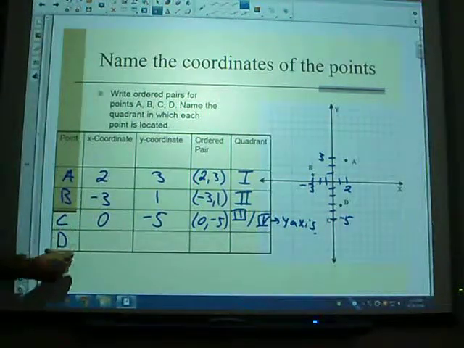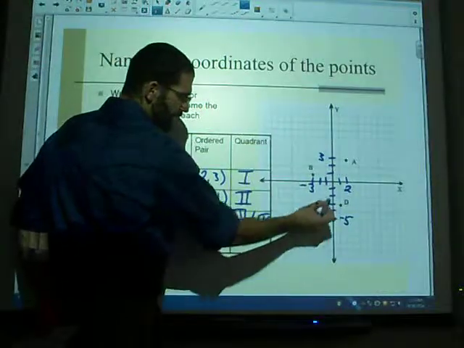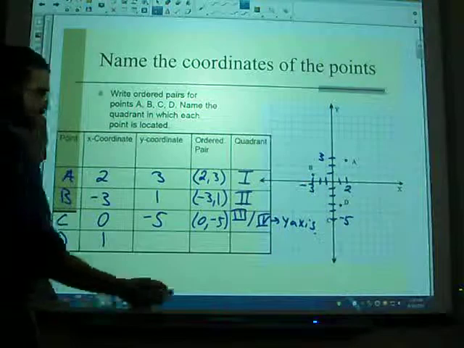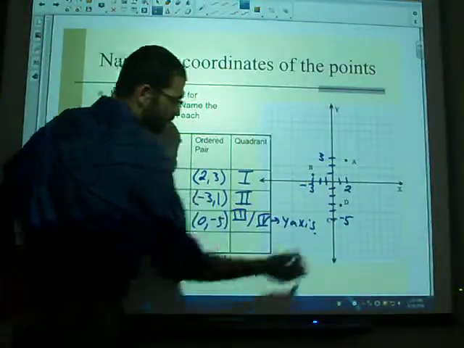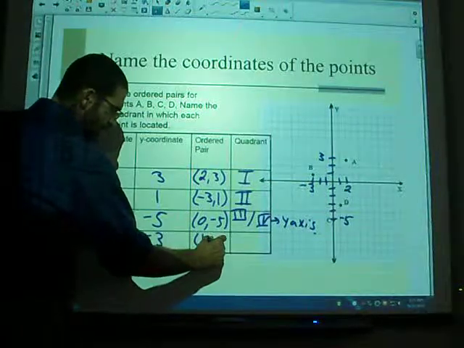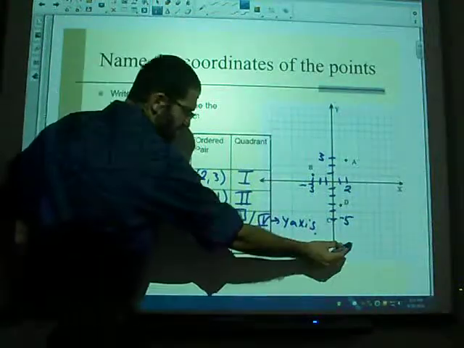Finally, point D, this point right here, we're going one unit to the right, which means x coordinate is 1. We're going 1, 2, 3 units down, which means y coordinate is negative 3. So it's (1, negative 3), and this is the fourth quadrant.